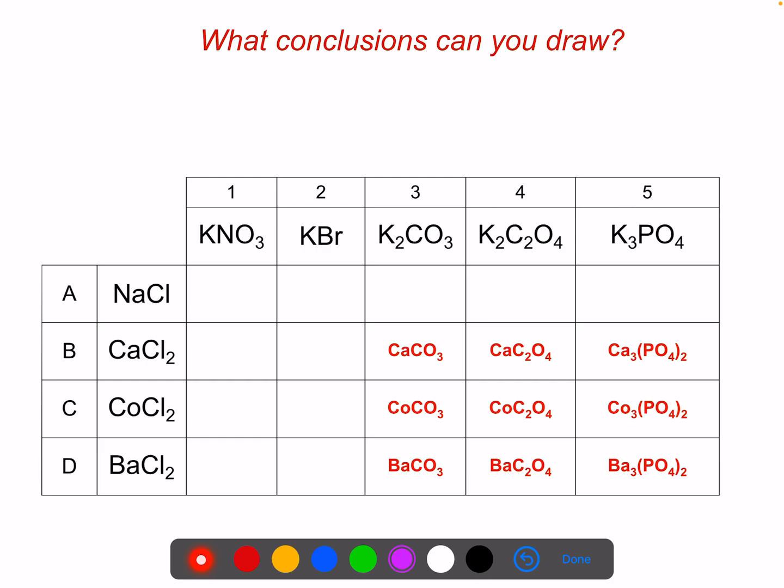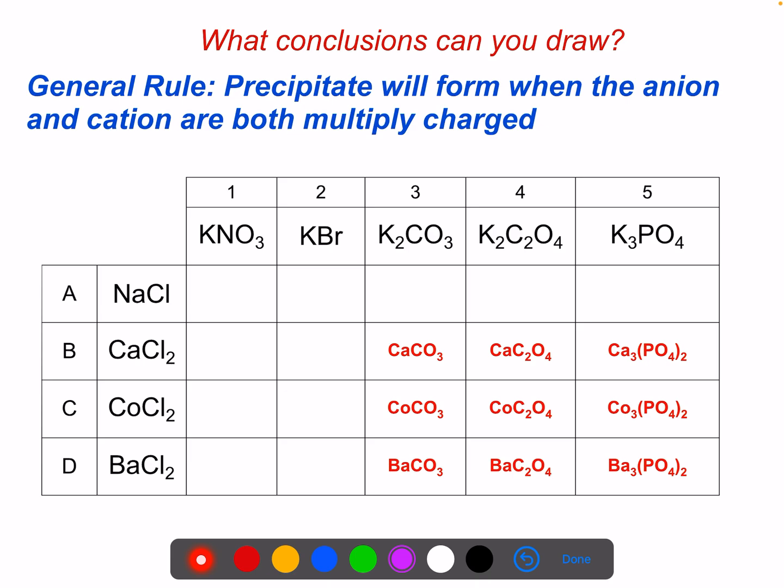So what was the point of this? The point of this is to attempt to derive a general rule for solubility. And here's our first general rule. A precipitate will form when the anion and cation are both multiply charged. What do I mean by that? Calcium's +2, carbonate's -2. Calcium's +2, oxalate's -2. Calcium's +2, phosphate's -3. So anytime both your cation and the anion have a charge greater than 1, positive and negative, we would predict that to be insoluble. It will form a precipitate.